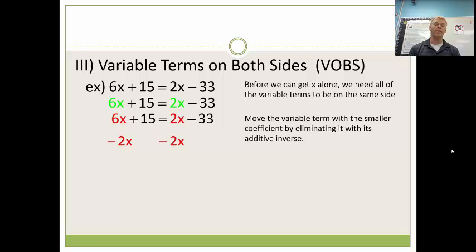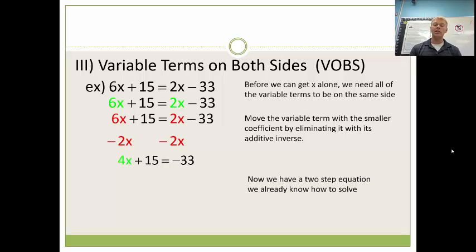And we remember our subtraction property of equality says whatever I do to one side with subtraction I have to do to the other. So by subtracting 2x on the right, I'm actually taking that and moving that variable term over to the left-hand side. Now I can combine 6x and negative 2x, and you can see we have 4x plus 15 equals negative 33. This again is a two-step equation, just like we had in the last unit and we've seen in the previous problems.